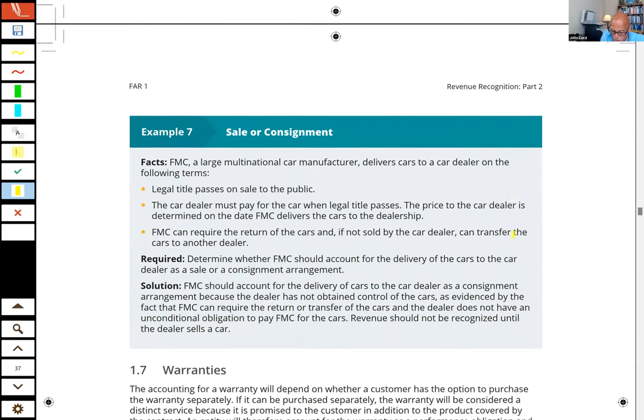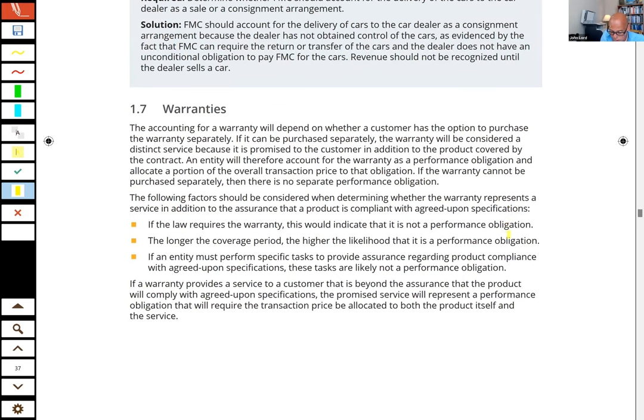Okay, good. Let's come over and look at warranties. Basically what we need to determine is, when we sell a warranty or we sell a product with a warranty, is the warranty a separate performance obligation?